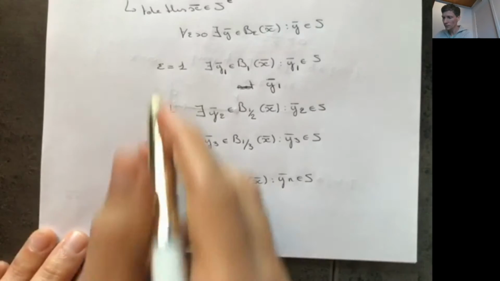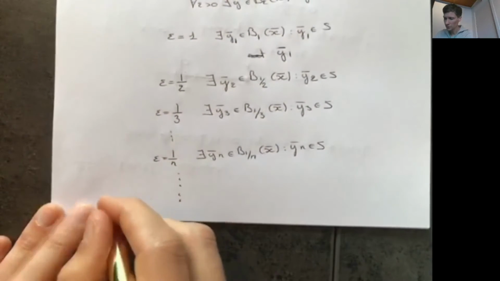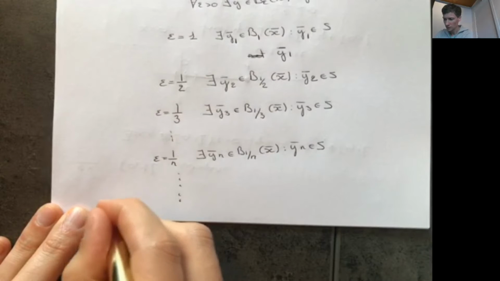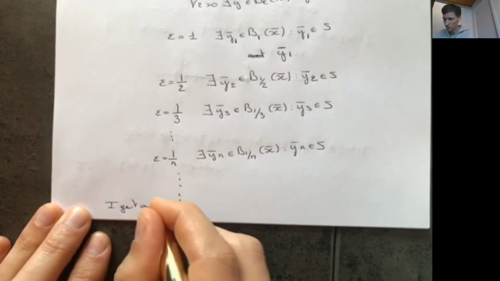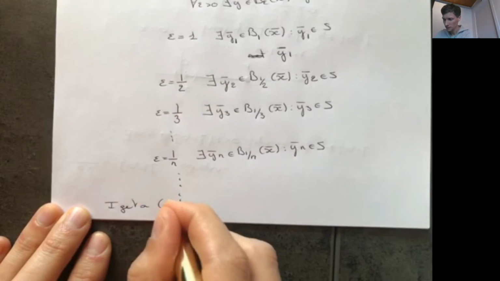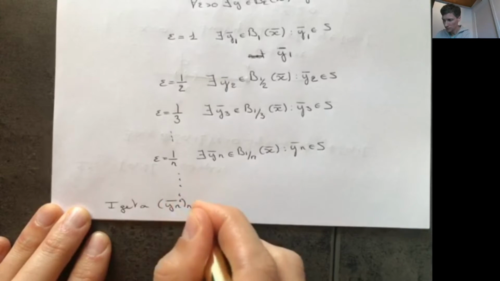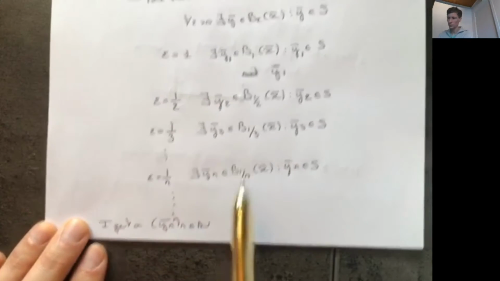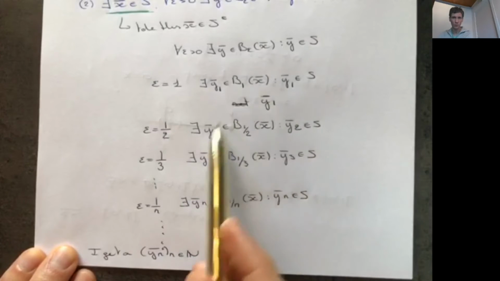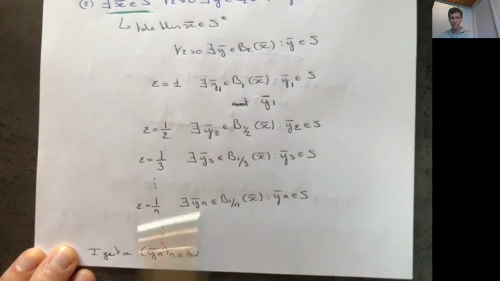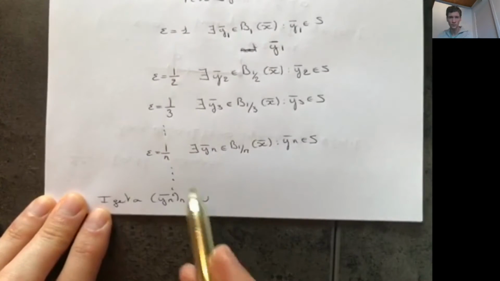Okay. So using this procedure, I get a sequence, right? A sequence of y_n's. So for every n, I get a y1, I get a y2, I get a y3, and so on, and so on. So this generates a sequence.